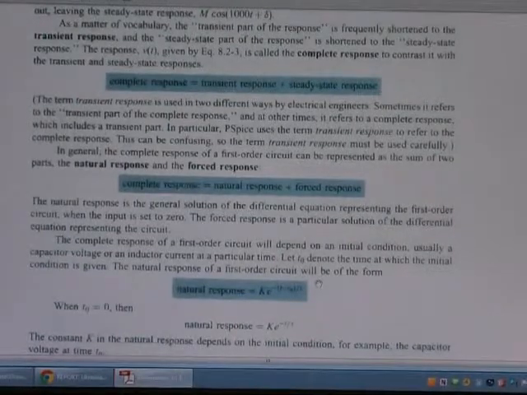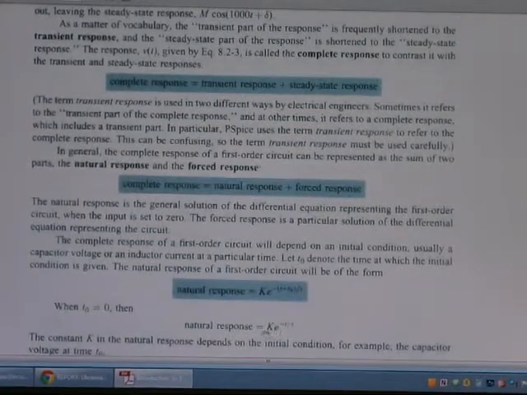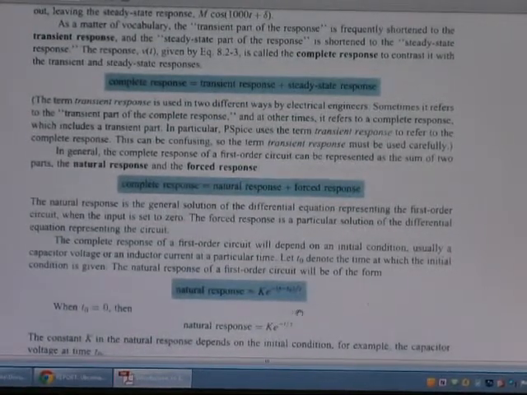So this is the natural response. We can write down: the complete response is the transient response plus the steady response. The complete response is the natural response plus the forced response. The natural response is Ke to the power of minus t by tau.